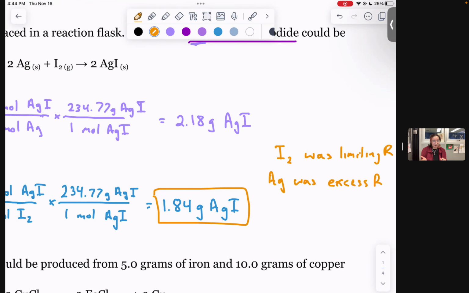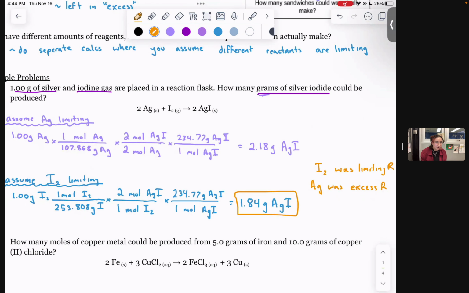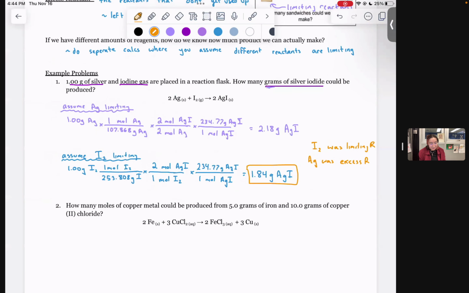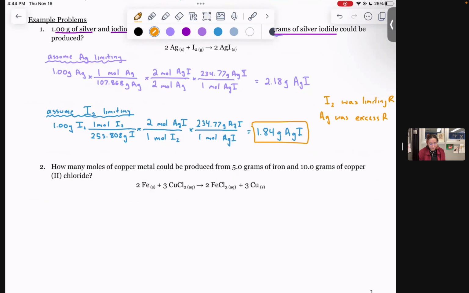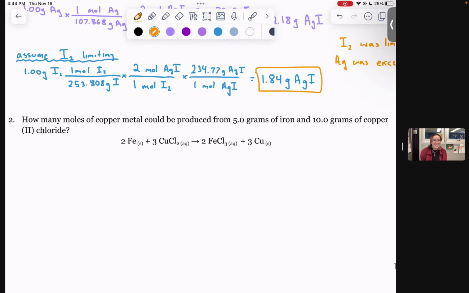So if this was an actual reaction we would do, you'd probably see some pieces of solid metal left in your reaction because not all of it reacted. Some of you had noticed that in other reactions we've done, there was some leftover reactant. So this is why we're not actually using all of our reactants, because one is running out. So yeah, that's the process. It's a little bit tedious. It's just a bunch of math.